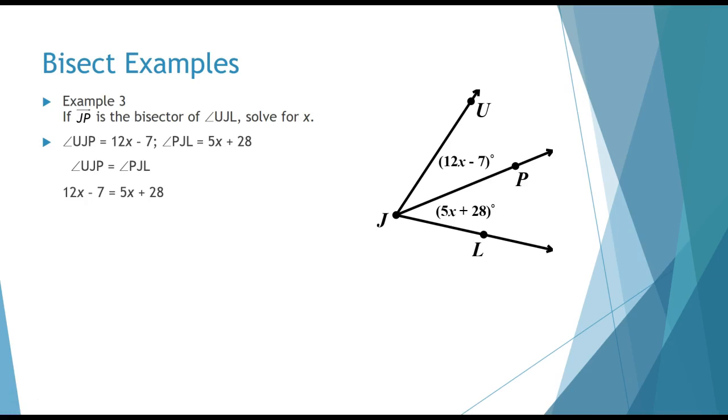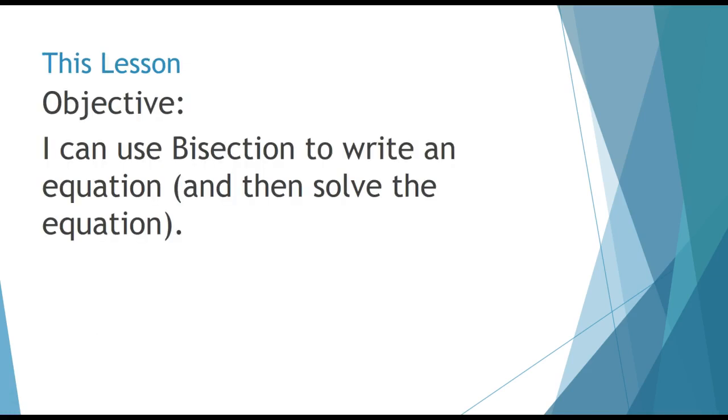In this case, I'm going to subtract the smaller variable from both sides and simplify. I will move my numbers to the right-hand side and simplify. After I divide both sides by 7, we get that x equals 5, which is our final answer. So those are some examples on how we would use bisection to write an equation and then solve that equation.